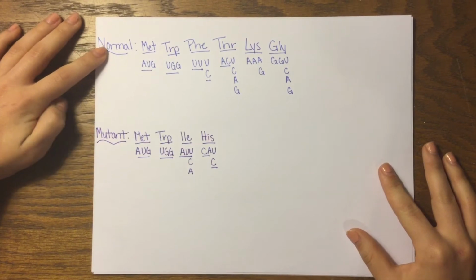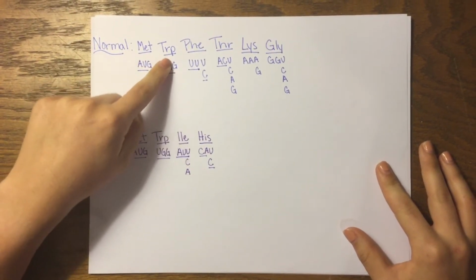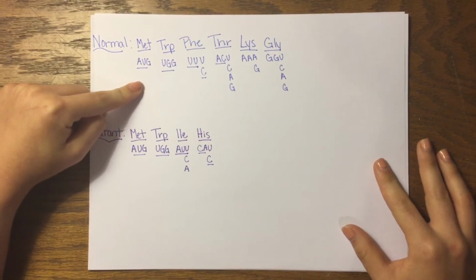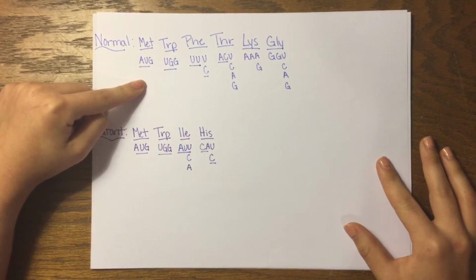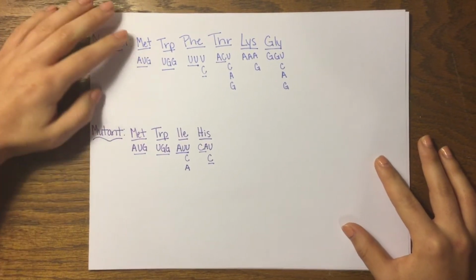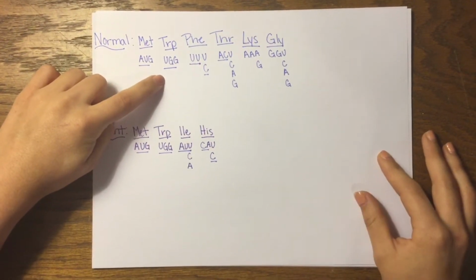So here we're given two sequences of amino acids, one normal and one mutant. And under each amino acid is a list of the possible sequences that could cause that amino acid. Using these, we need to determine the genetic sequences of both. So we know that methionine and tryptophan only have one possibility, so there's no choice there.